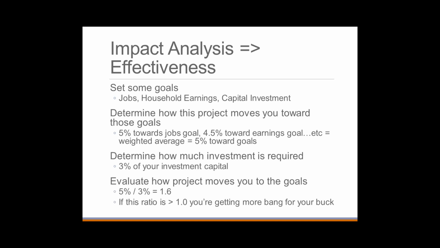If we take a weighted average, if this project gets us 5% towards our total goal set, and we're using about 3% of our investment capital, well, we're getting more bang for our buck in that sense, because if we do some math there, we can see that our ratio is over 1.